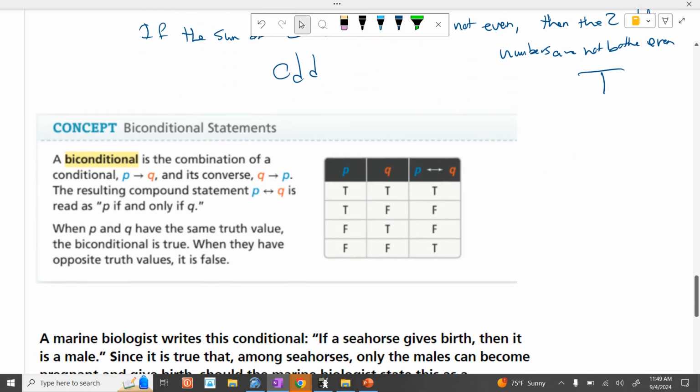I think this is the last vocab word of the day. A biconditional is a combination of a conditional and its converse. That's what you should write: a combination of a conditional and its converse. The important thing here, and you don't have to write this down as part of your description of it, is "if and only if" for a biconditional.